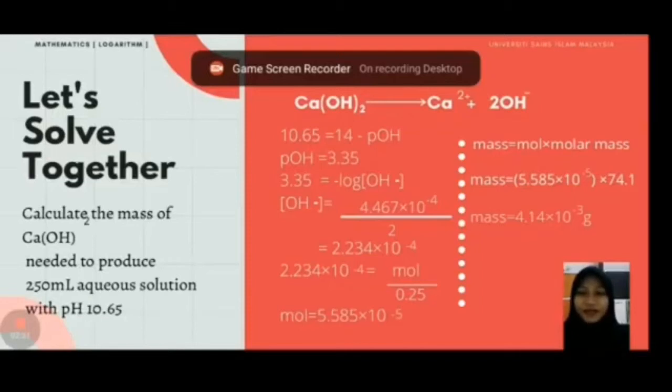Next, the last step is we use the formula mass equals mole times molar mass, which is molecular mass. Then we substitute 5.585 times 10 to the power of negative 5 as the mole and 74.1 as the molecular mass of calcium hydroxide. Then we get the final answer, which is the mass of the solution with pH 10.65 equal to 4.14 times 10 to the power of negative 3 gram.